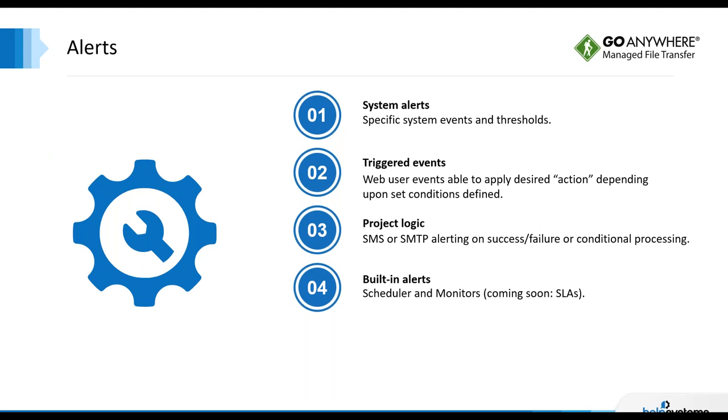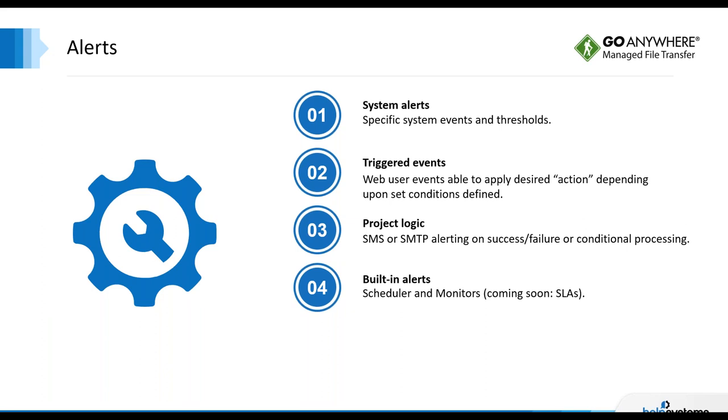Alerting. We have things like system alerts, like we mentioned. We can look at system events. So if the service goes down, or you have a cluster and one of the nodes goes out of the cluster, or you have a gateway in front of it and the gateway goes offline and can't communicate, you can get an email or SMS alert on those types of things. Things like your thresholds. We talk about certificate protection on certain protocols or PGP file level encryption. Those individual keys can have a threshold of, say, hey, these are going to expire in 30 days. Someone needs to be notified.